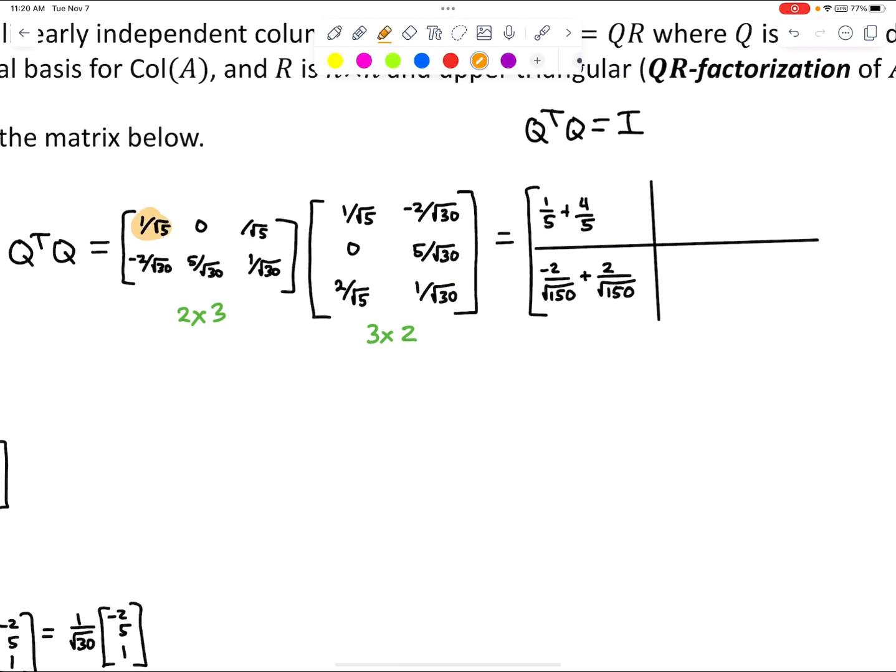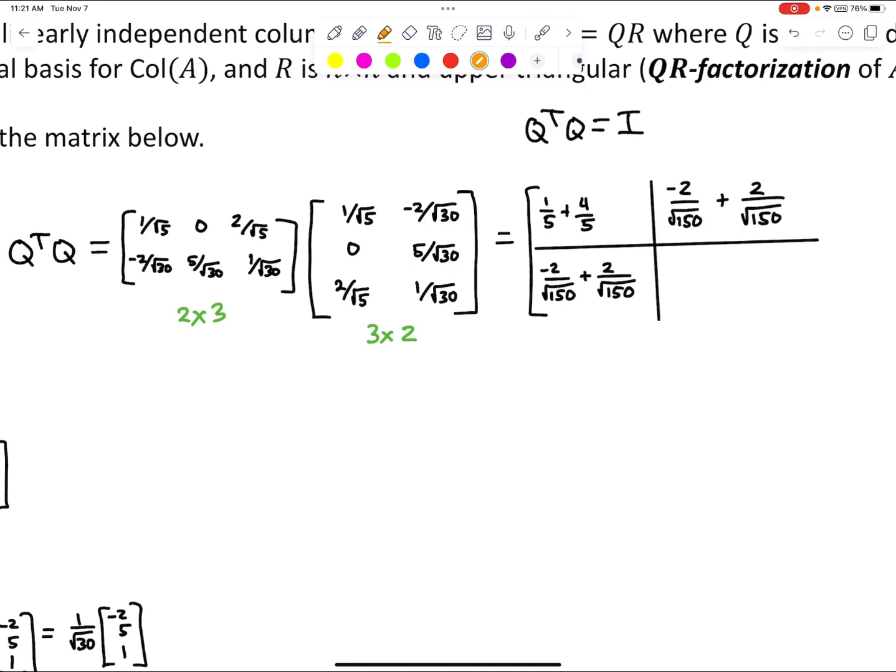We will multiply this entry and this entry, so that'll be -2 over rad 150. Then multiply these two entries, which will be 0. And then multiply 2 disappeared from that numerator. Put that back. And then multiply these two entries, and we get 2 over rad 150. And that completes the 1, 2 position.